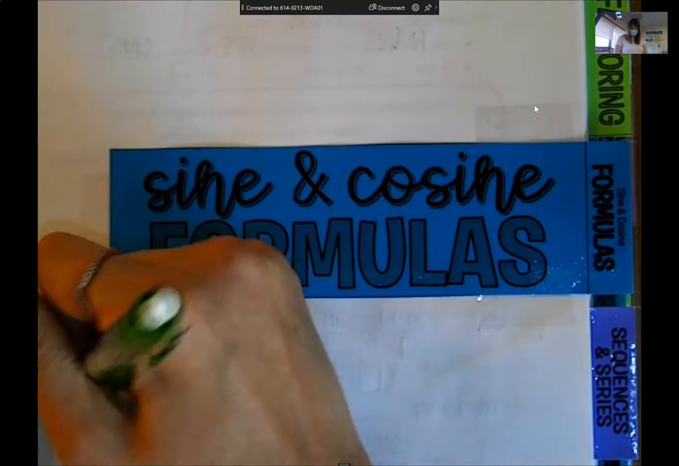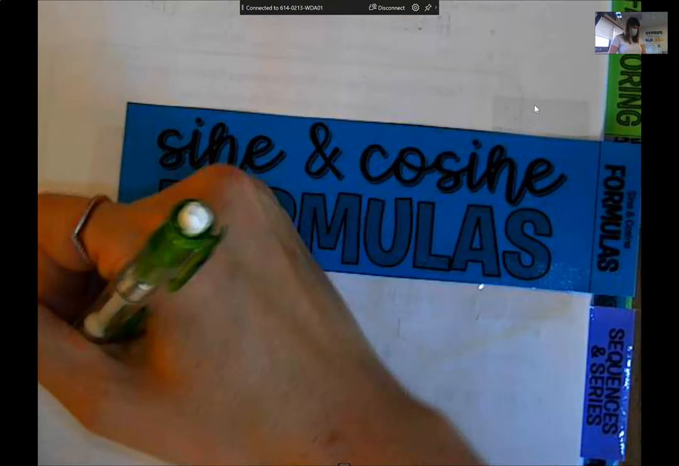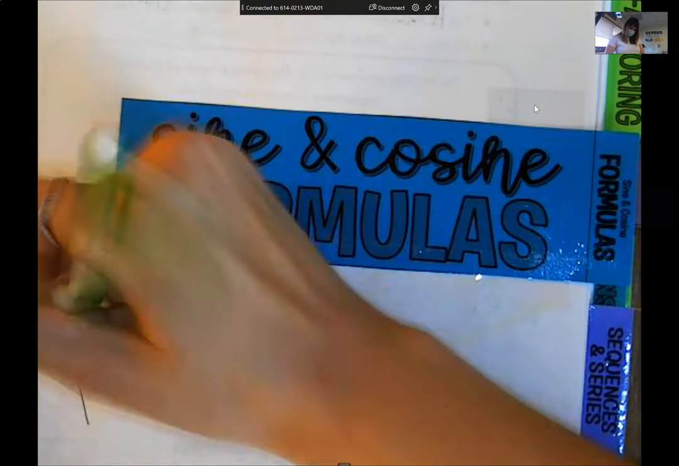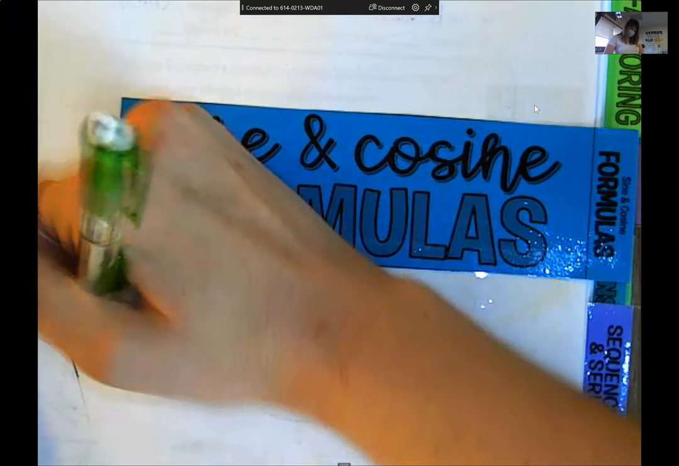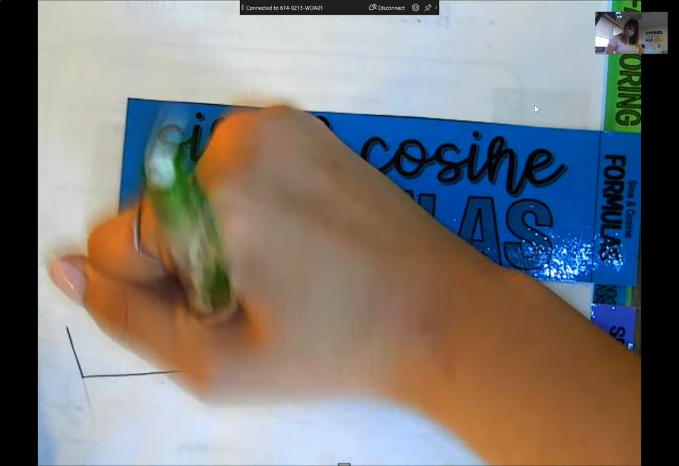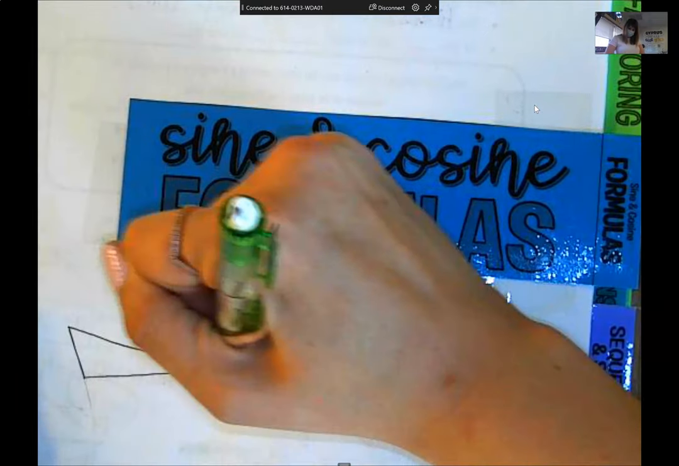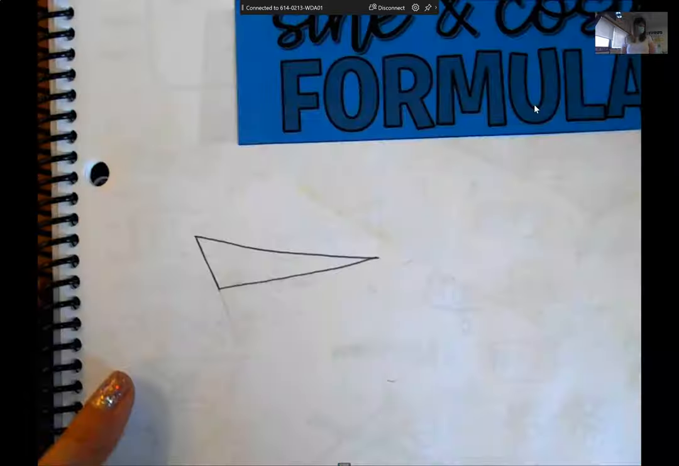Okay. Let's do a harder one. I don't want it to even be that long. It's one of these little skinny ones. I think these little skinny ones are way hard. Okay, my triangle is one of these little guys.